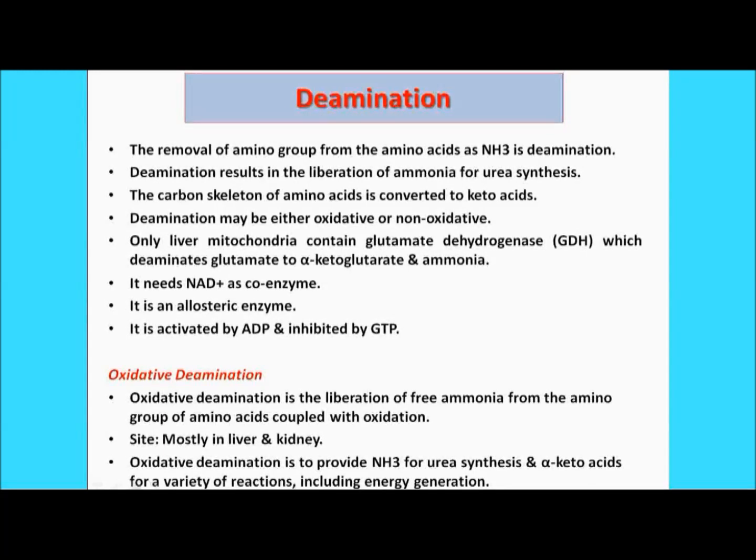Now from where will the alpha ketoacid come? The alpha ketoacid will come from the chain. After removal of the amino group, the remaining chain will get converted into the ketoacids, right?